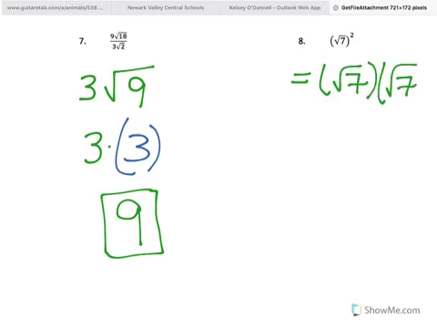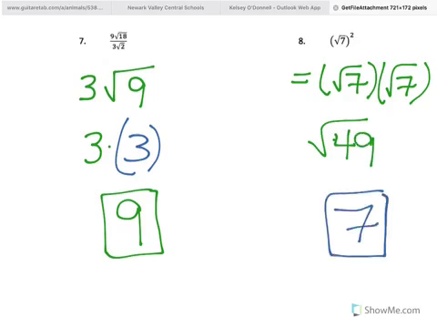And then for number 8, radical 7 squared is the same thing as radical 7 times radical 7, which is just the square root of 49, and the square root of 49 is simply 7. And you might be able to jump from this to the final answer since you know that the opposite of squaring is square rooting. So they pretty much cancel each other out. And that concludes the notes for today.